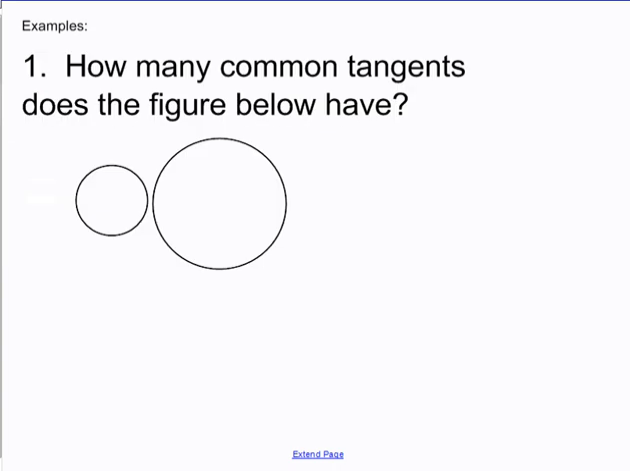So when we look at this, we want to see how many common tangents this figure below has. And the answer, those circles should be a little bit closer, but the answer is, of course, 1. That's going to be this point right here. So the answer is 1.